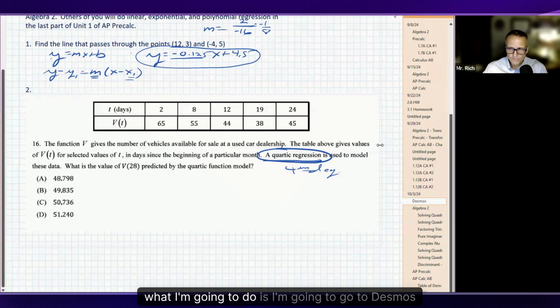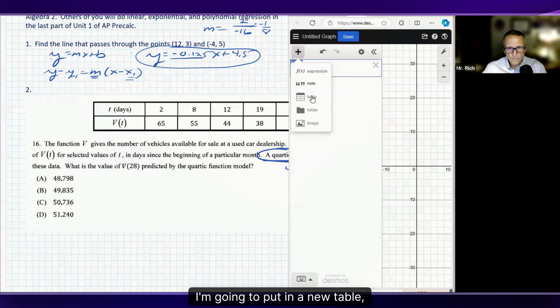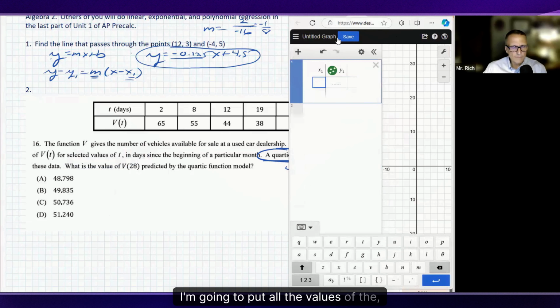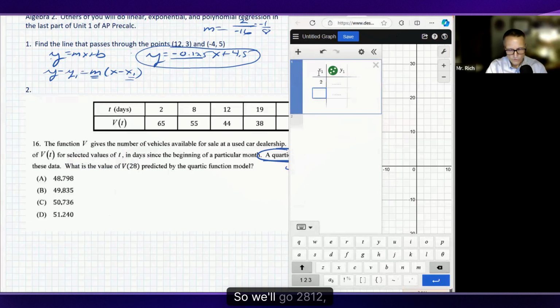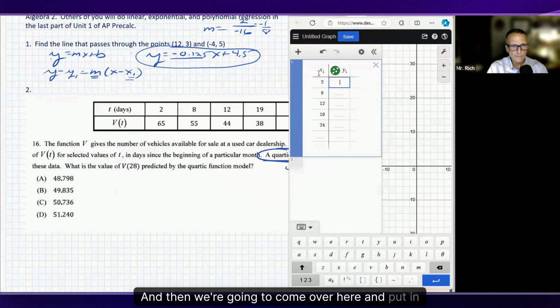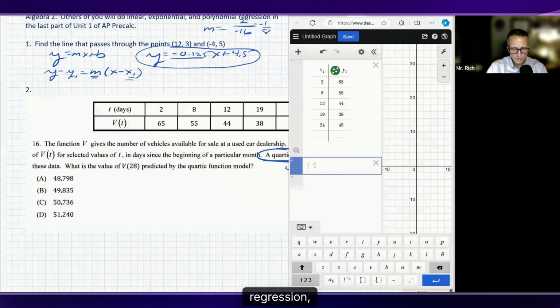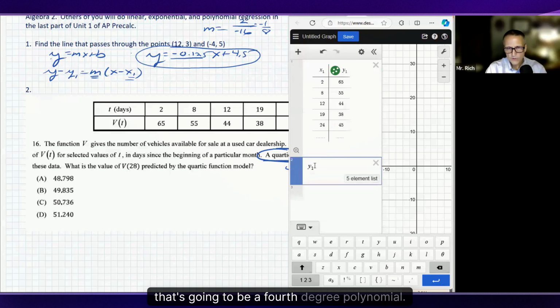Well, what I'm going to do is go to Desmos and get rid of this table, get rid of that, and put in a new table. I'm going to put all the values of the days in. So we'll go 2, 8, 12, 19, and 24. And then we're going to come over here and put in the vehicles at each of these days: 65, 55, 44, 38, and 45. Well, a quartic regression, y1, that's going to be a fourth degree polynomial.